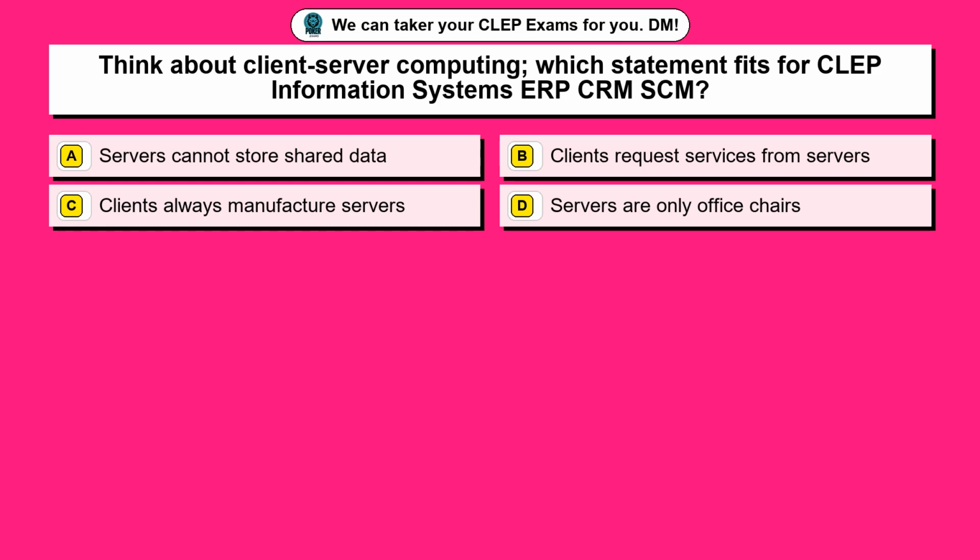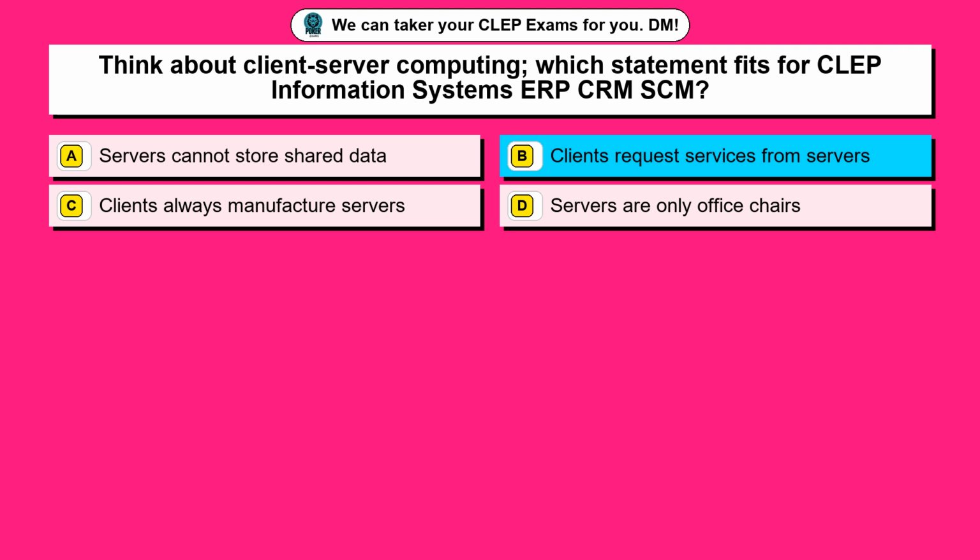Question 58. Think about client-server computing. Which statement fits for CLEP Information Systems ERP CRM SCM? Option A. Servers cannot store shared data. Option B. Clients request services from servers. Option C. Clients always manufacture servers. Option D. Servers are only office chairs. The correct answer is option B.